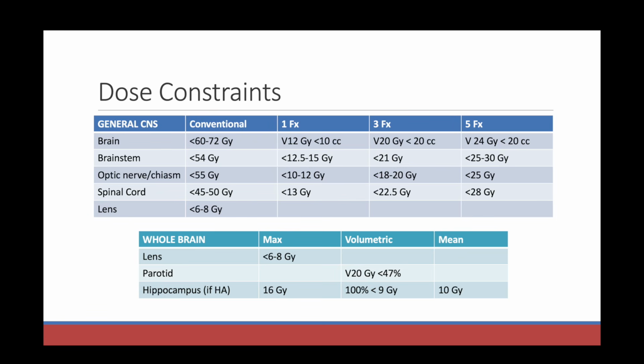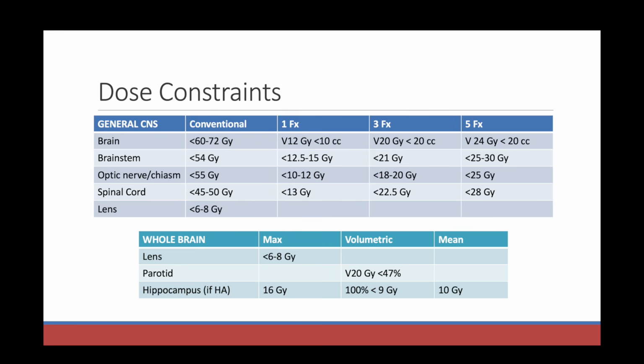With 3 fraction regimens, you get more leeway. So it becomes closer to 20 to 21 gray for 3 fractions and then 25 gray for 5 fractions. For your normal brain constraint, these constraints are important for SRS. So a V12 gray less than 10 cc's if you're doing single fraction SRS is an important constraint to know. And then if you're doing 3 fractions or 5 fractions, it's a V20 gray less than 20 cc's. That's important to know. So V12 less than 10 cc for single fraction, V20 less than 20 cc's for multiple fractions.